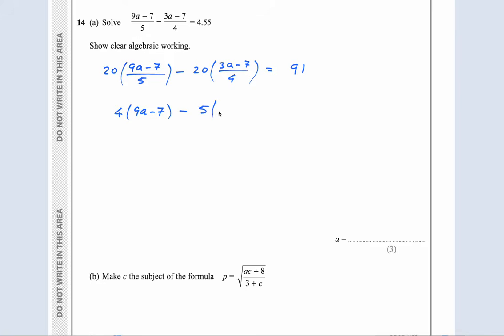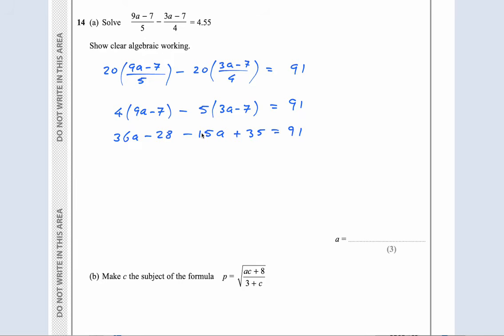So I have 5 times 3a minus 7 equals 91. Now it's an easier equation to solve. It's still not simple, but I can handle this. 4 times 9 is 36a minus 28. 4 times 7 is 28. Minus 15a, 5 times 3. And then minus times minus is plus 35 equals 91.